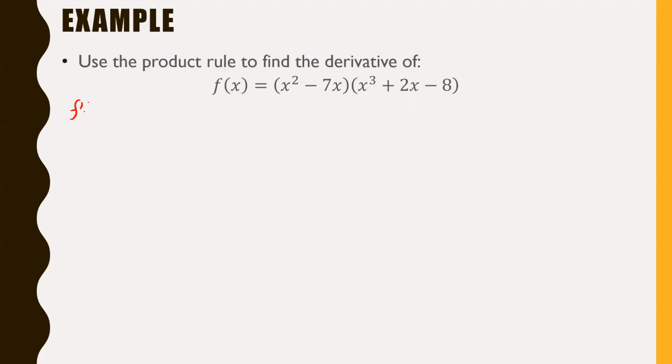So the derivative of this is going to equal the derivative of the first piece, which would be 2x minus 7, multiplied by the original second piece, x cubed plus 2x minus 8, plus the original first piece, which is x squared minus 7x, multiplied by the derivative of the second piece, which would be 3x squared plus 2. And remember that minus 8, the derivative of that would just be 0, so we can just ignore that.